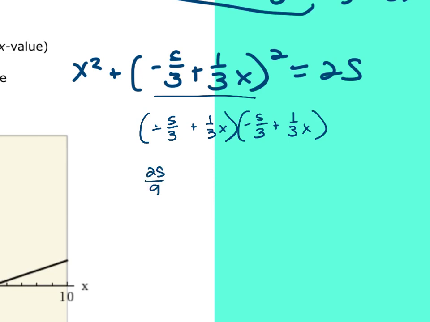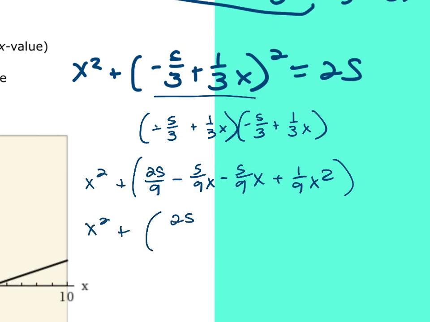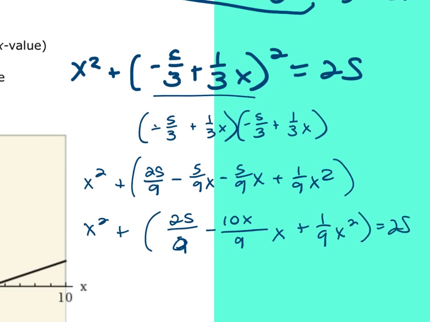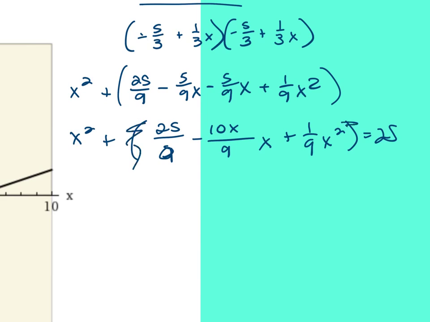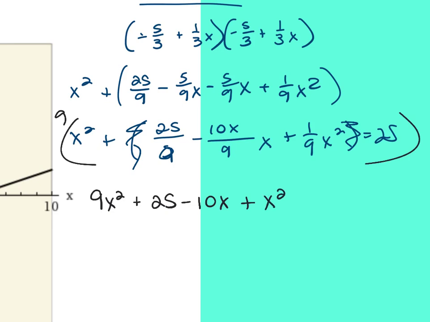So then I've got to expand and distribute that. So this is 25/9 minus 5/9 x plus 1/9 x squared. That's all in the parentheses. Combine your like terms. Okay, and then I don't need the parentheses because it's just addition. If I wanted to get rid of those, I could just multiply by 9. So 9x squared plus 25 minus 10x plus x squared equals 225.